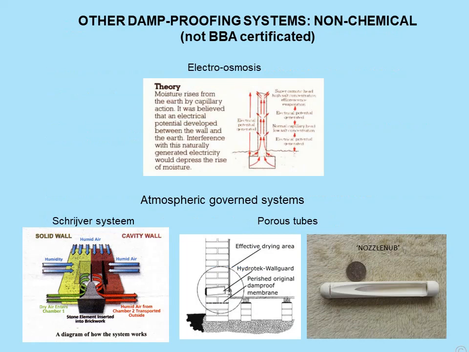Other damp proofing systems are non-chemical and not British Board of Agrément certified. There's the electro-osmotic system, which is around and is reported to be effective. The other systems basically are atmospheric governed systems, the Schrijver system and porous tubes. They work on atmospherics, they require air exchange. Of course, that is enormously variable depending on wind direction and wind strength and whether anything is on the outside of the wall that can prevent decent air access to that wall.